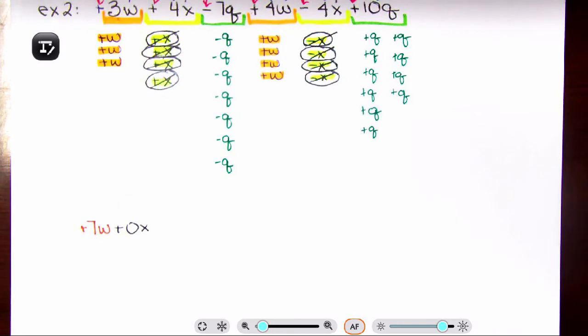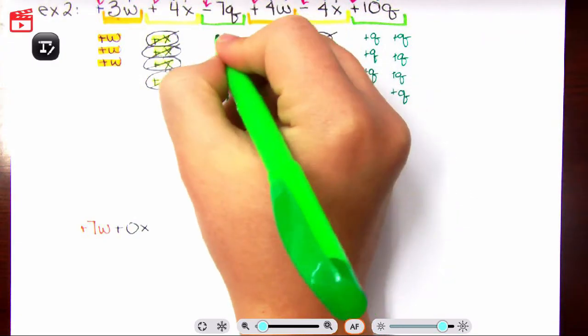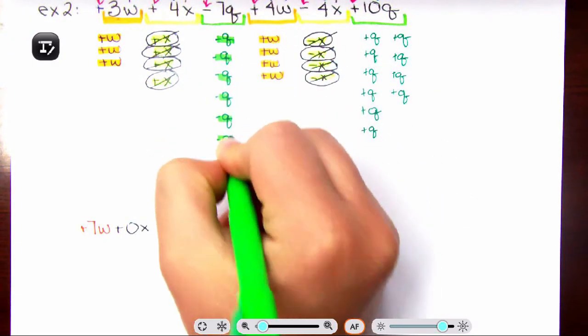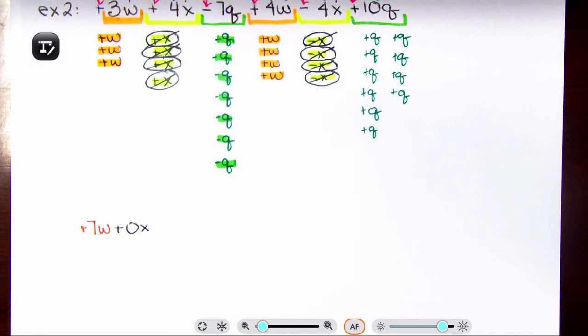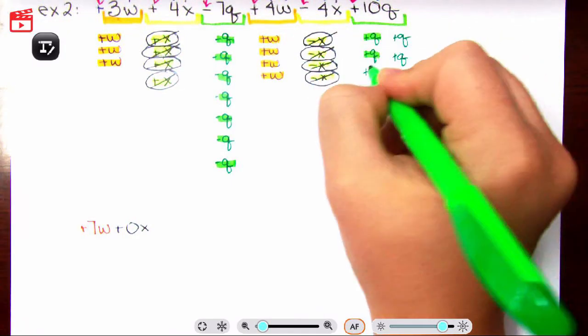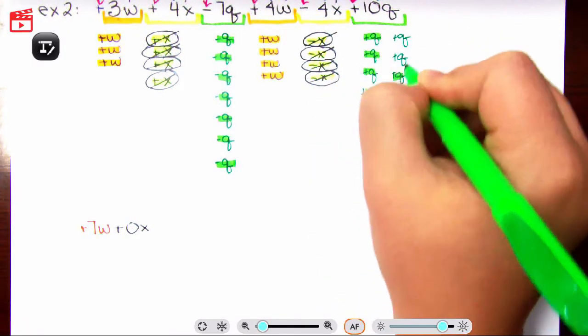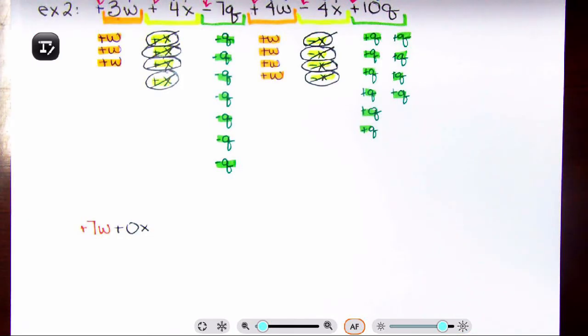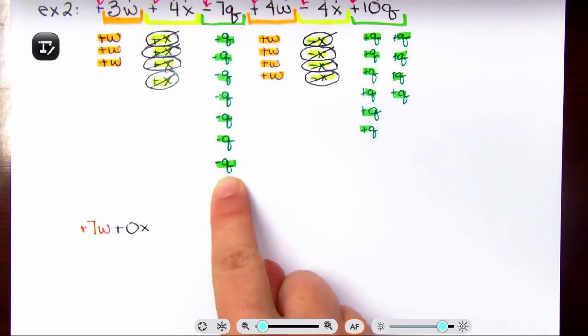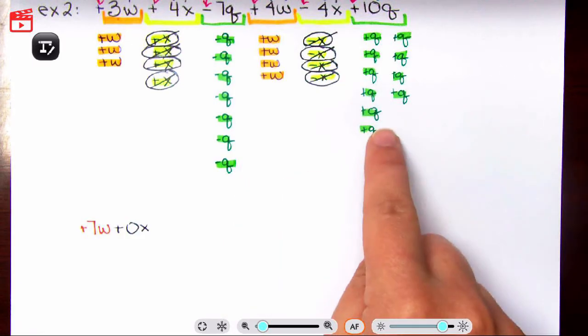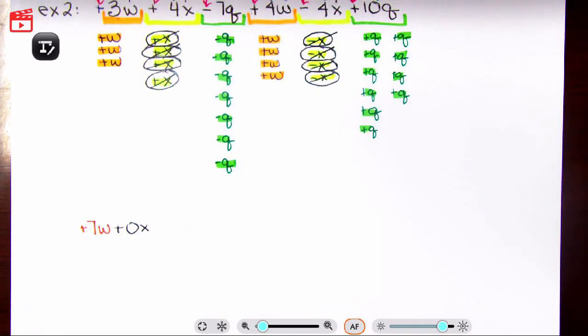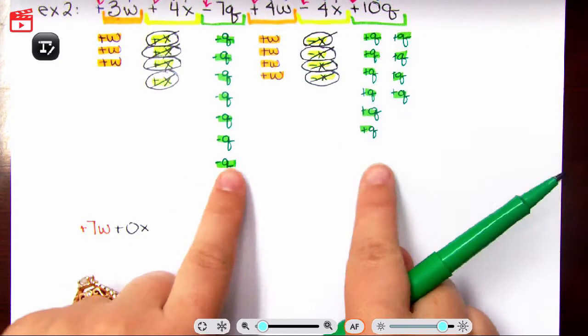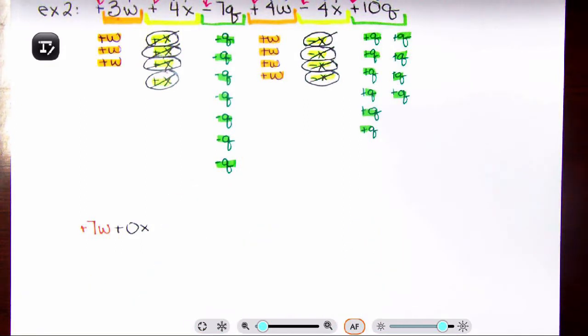Next up is our Q's. Let's see what I have. I have 7 minus Q's, negative Q's. And I have 10 positive Q's. Because I have negatives and positives, we're able to combine them. They are like terms because both letters are Q, but we have zero pairs.